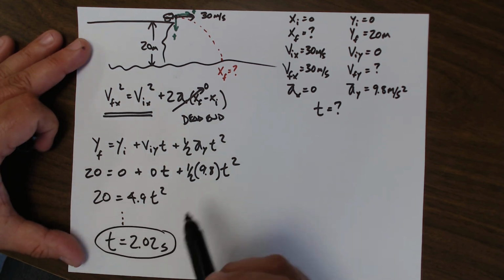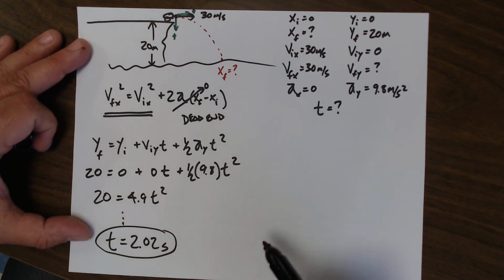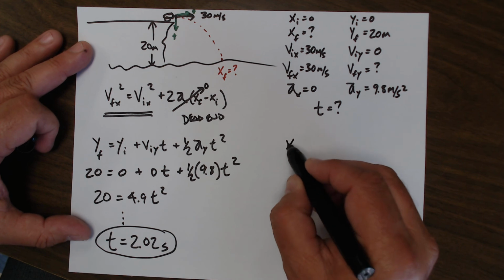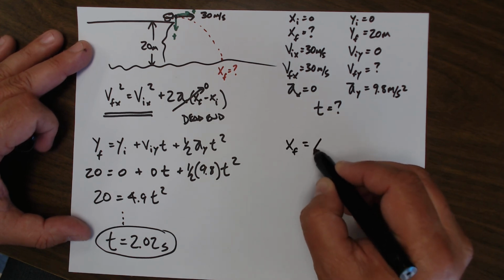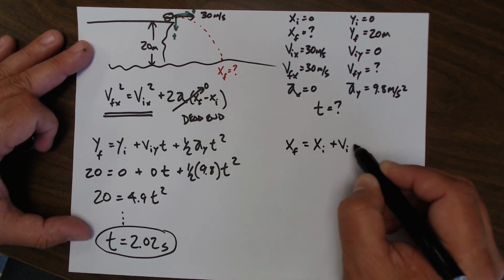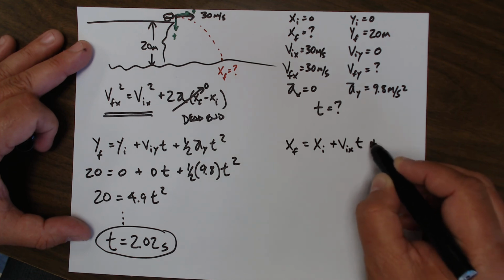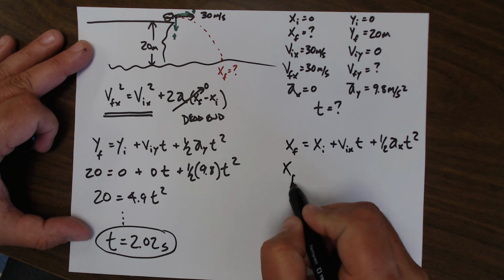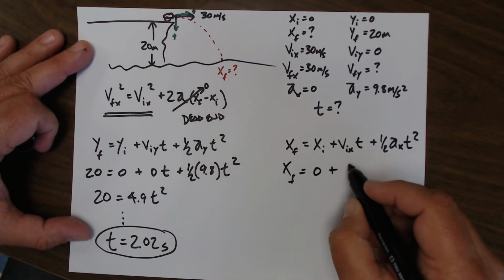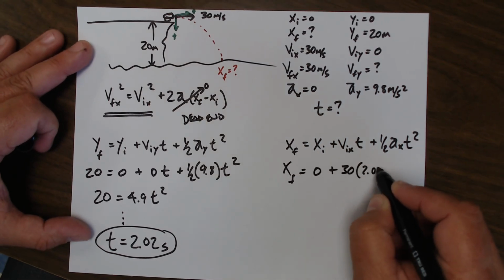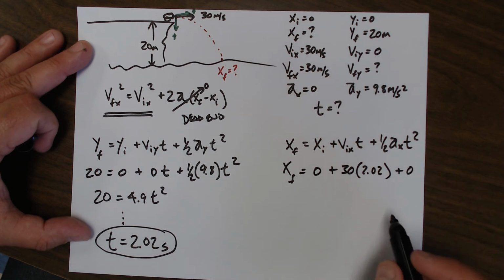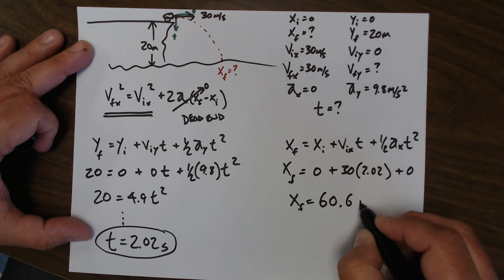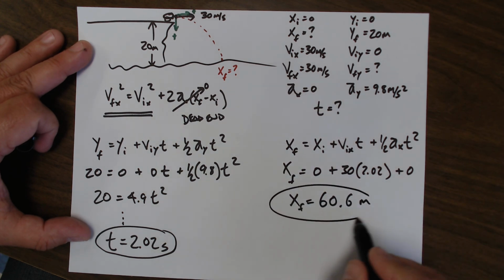So I wasn't asked for the time, but I found the time because I need the time in order to figure out how far this thing goes. And now we can use the Swiss Army equation in the x direction to figure out how far this projectile goes. Xf is going to be 0 plus 30 times 2.02 plus 0, or Xf is going to be 60.6 meters.